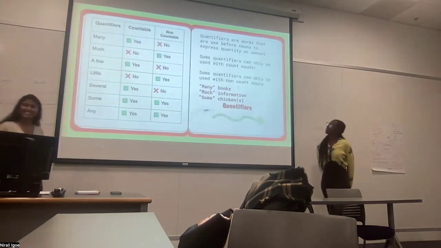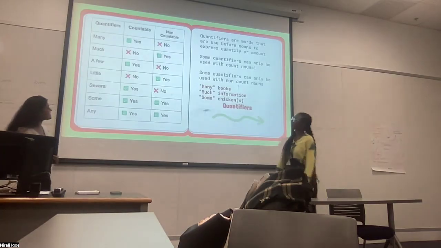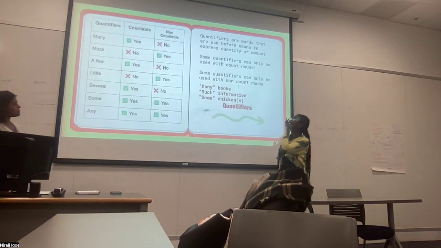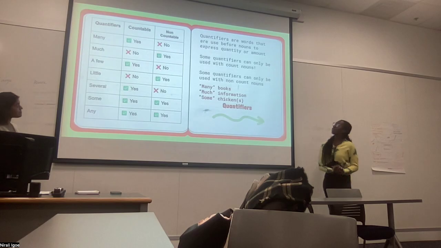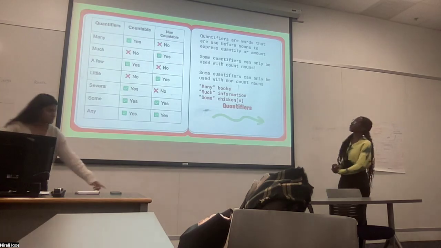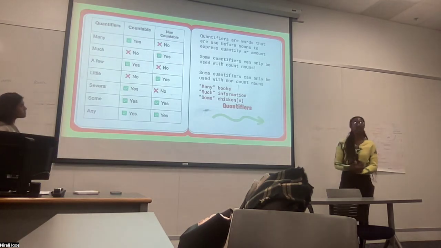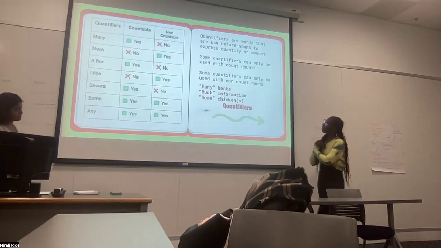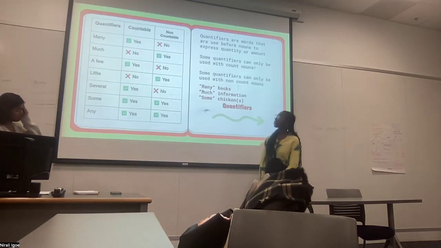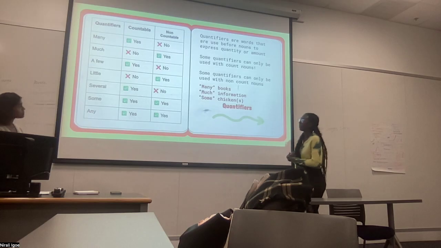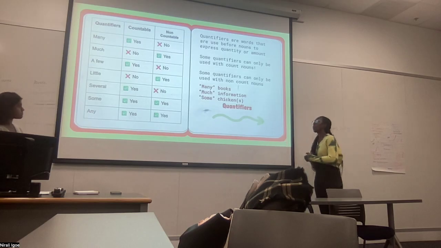Moving on. The last type of determiner is known as quantifiers. Quantifiers are words that are used before nouns to express quantity or amount. So take the words many, much, a few, little, several, some, any. Those are all considered quantifiers.